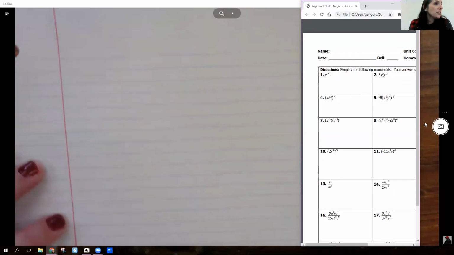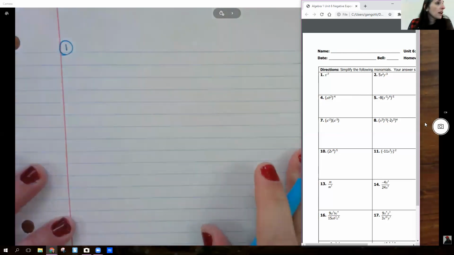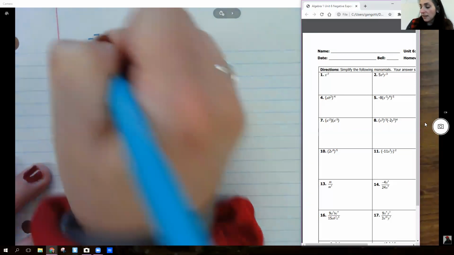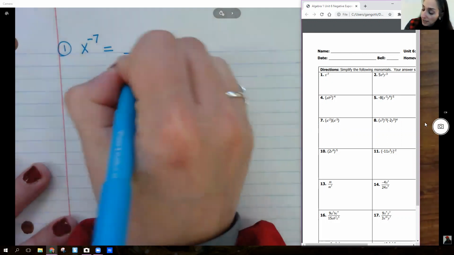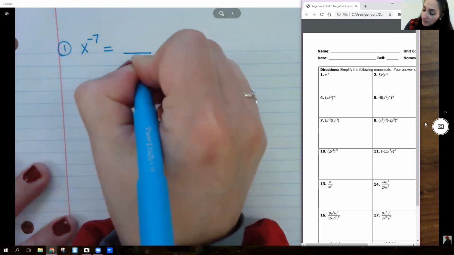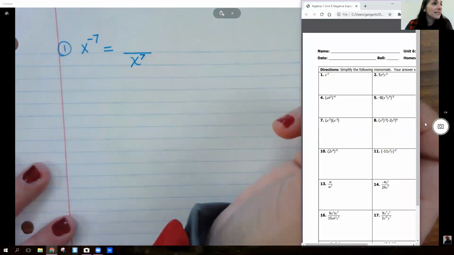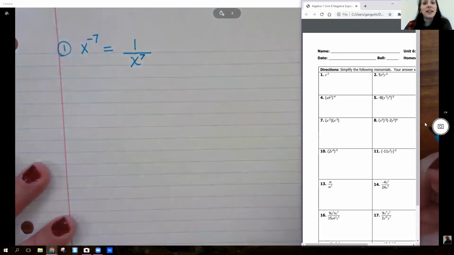All right, so starting with number 1. X to the -7th. So there's not a whole lot that we can do with this. We just need to write it in proper notation. So that is going to mean moving the x to the 7th down into the denominator and throwing away the negative sign. Don't forget to put a 1 on the top, otherwise your answer is incomplete.